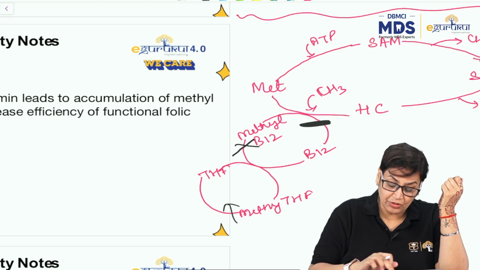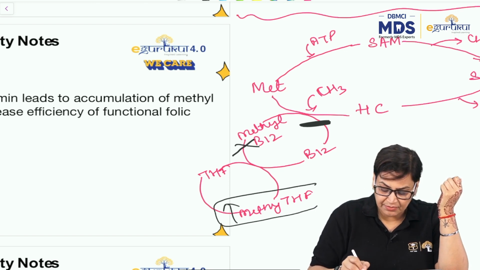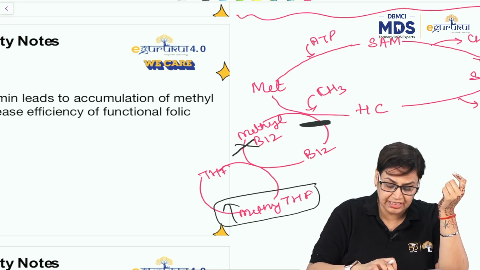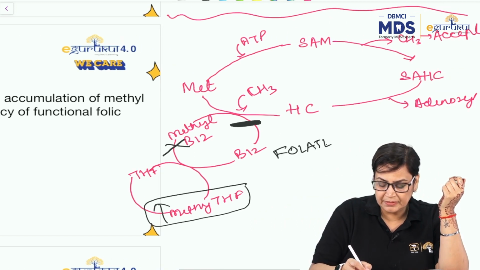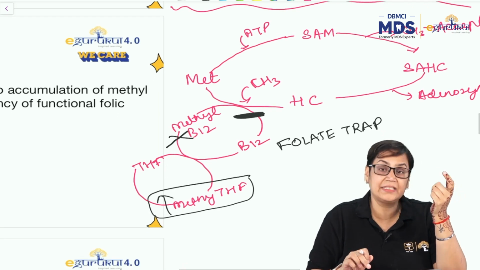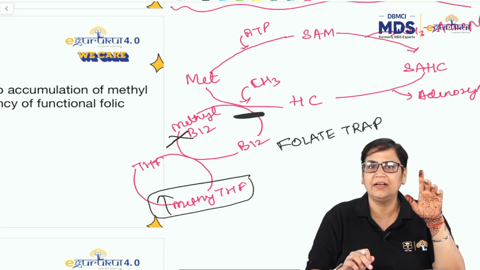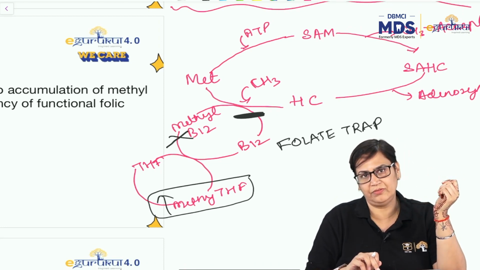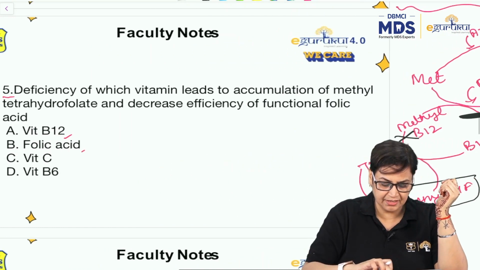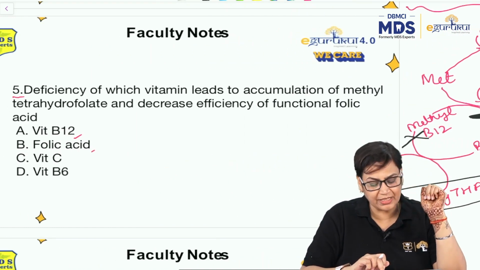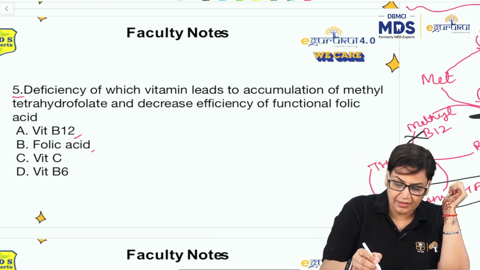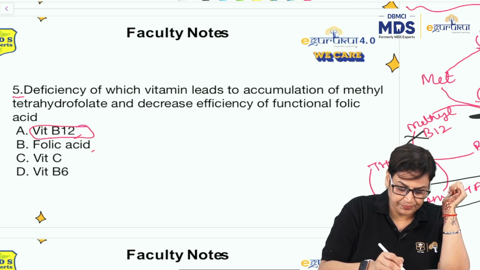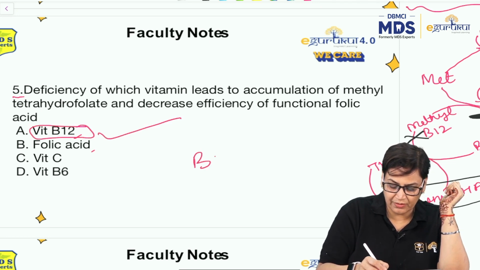And then what will happen if this methyl group concentration increases? We call this term folate trap. It means folic acid is trapped by the deficiency of B12. And that is what is here: deficiency of which vitamin leads to accumulation of methyl THF? It has to be B12. So the answer will be B12.